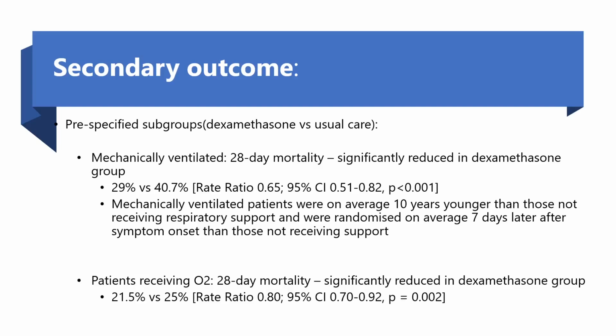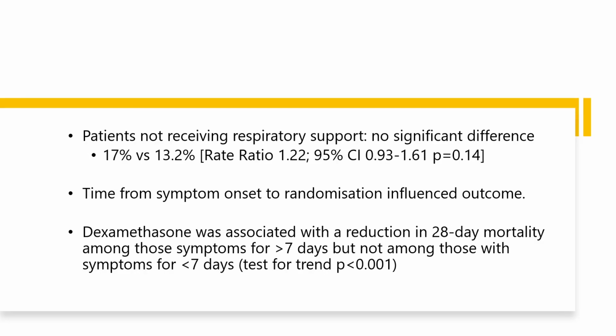So the mechanically ventilated patient 28-day mortality significantly reduced in dexamethasone 29% versus 40.7%, and in patients receiving oxygen, the mortality was significantly reduced in the dexamethasone group, 21.5% versus 25%, and in patients not receiving any respiratory support, no significant difference was seen.